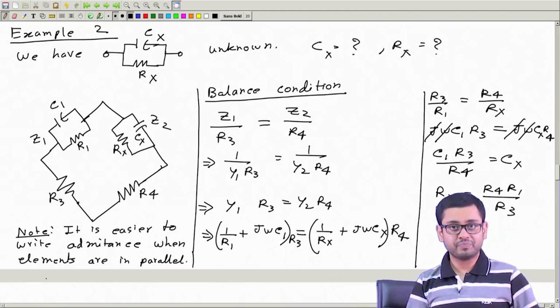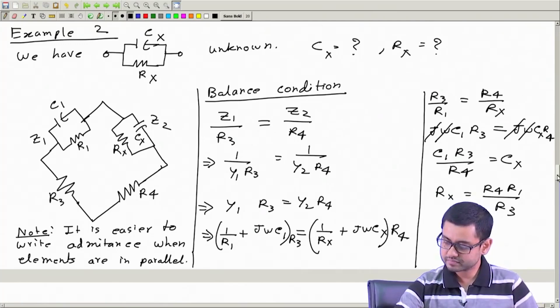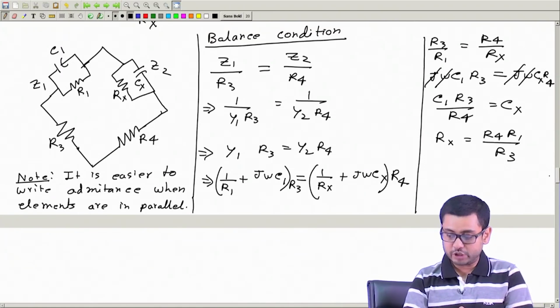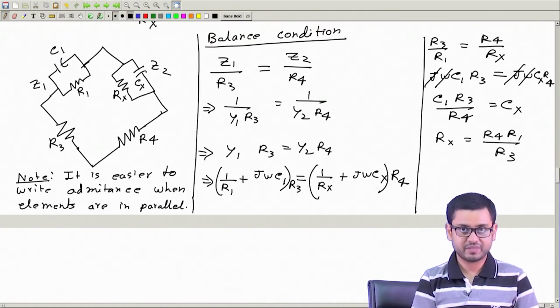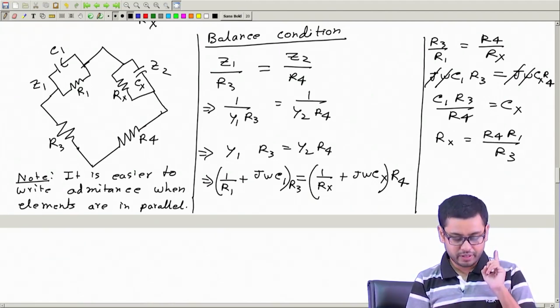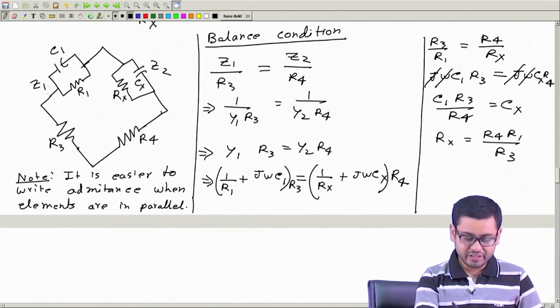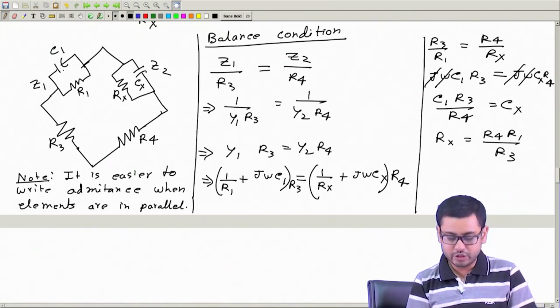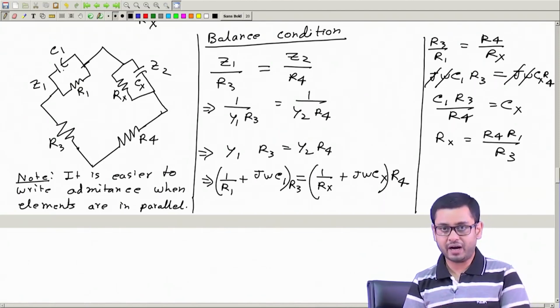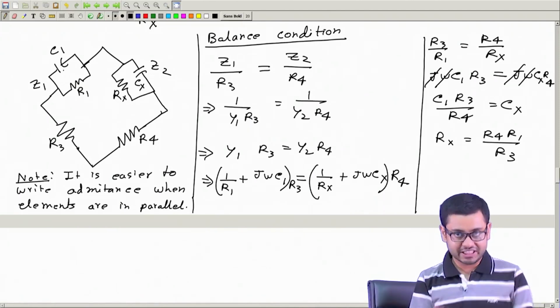Okay. So, what we observe? We observe that the balance equation is easy if we take this bridge. So, once again, the goal is to deal with bridges which have an easy balance equation, and the important thing that we learn is that if the elements are in parallel, it is easy to deal with the admittance, and then just equate the imaginary part and equate the real part. That is all. It is as simple as that.